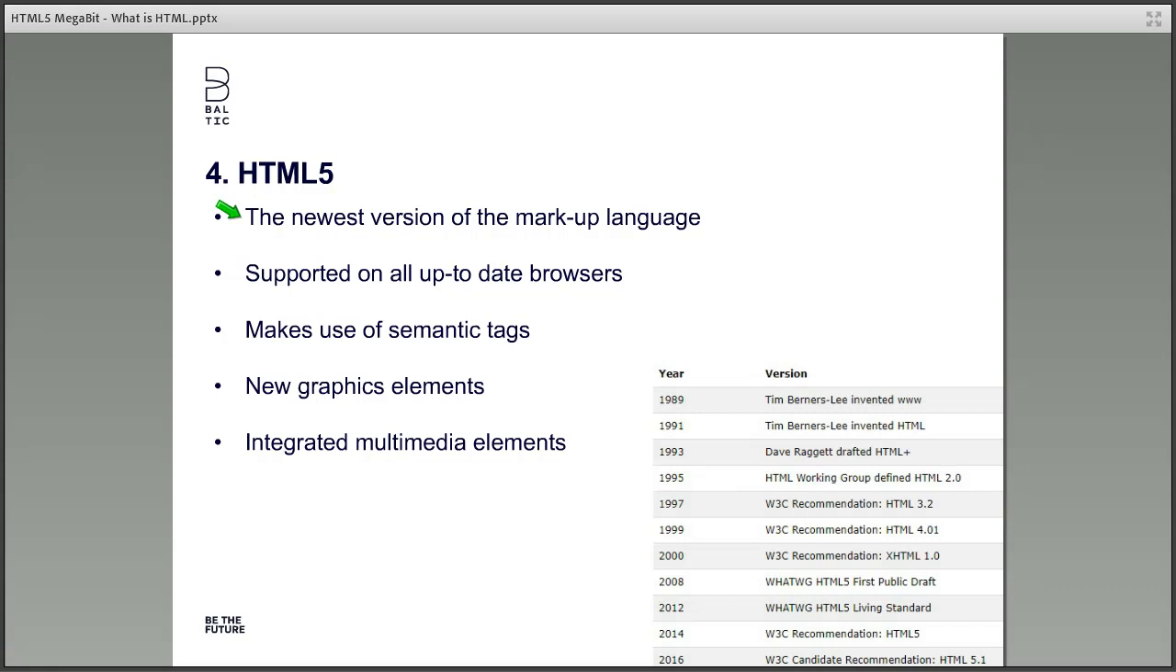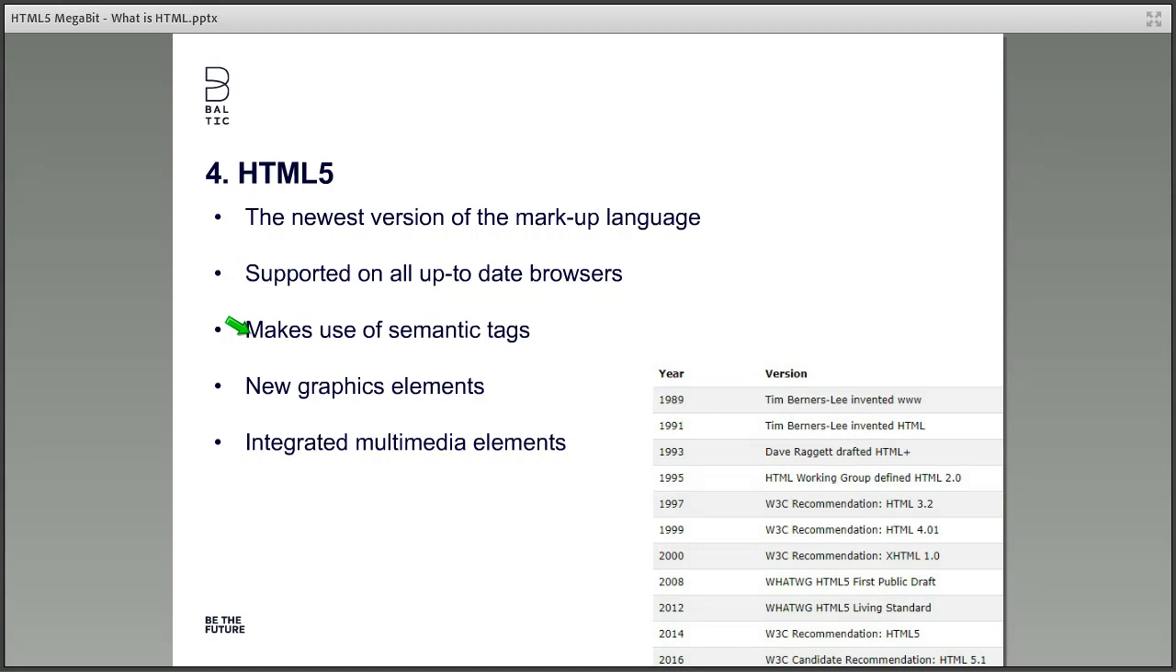HTML5 is the newest version of the markup language. It comes with newer features and technologies. It's supported in all up-to-date browsers, so anything above IE version 9, for example, and most of Chrome, IE, Safari, Firefox are all supported within the newest versions of them. It makes use of semantic tags. When we're talking about semantic tags or elements, it's basically elements or tags with meaning. This is now more prominent in HTML5. We now have meaning behind things.